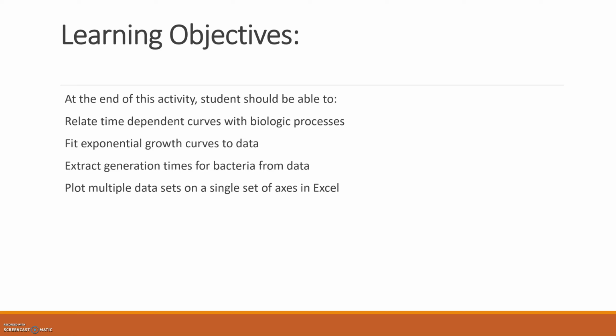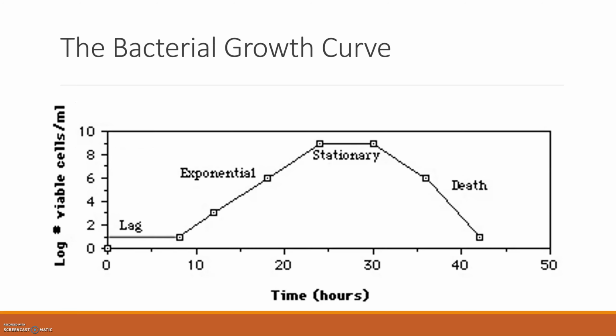axes within Excel. The bacterial growth curve represents the number of live cells in a bacterial population over a period of time. In this growth curve, you can see four distinct phases of growth. They are the phase of lag, exponential growth, stationary, and then death.